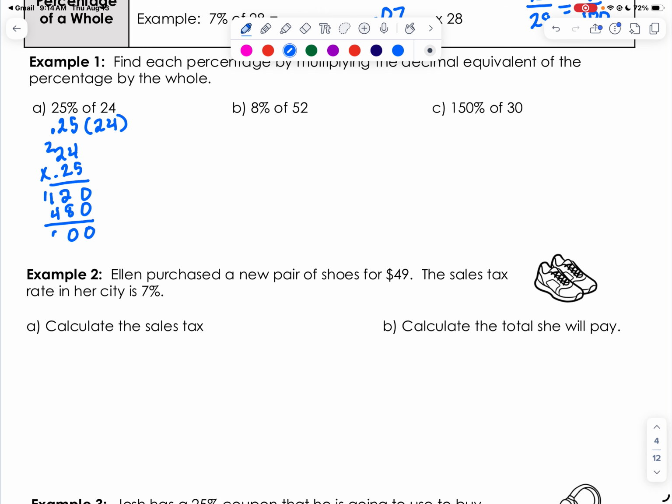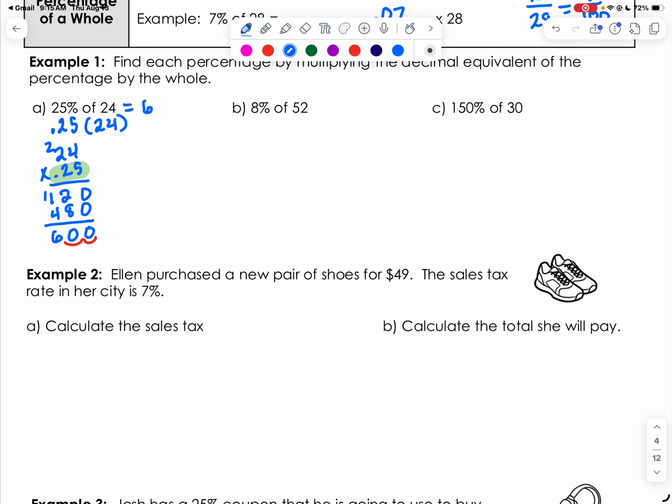4, 5, 6. Now, what you have to be very careful with here is to note how many numbers you have after the decimal place. That's 2, so we want to be sure to move our decimal in 2 places. So 25% of 24 is equal to 6.